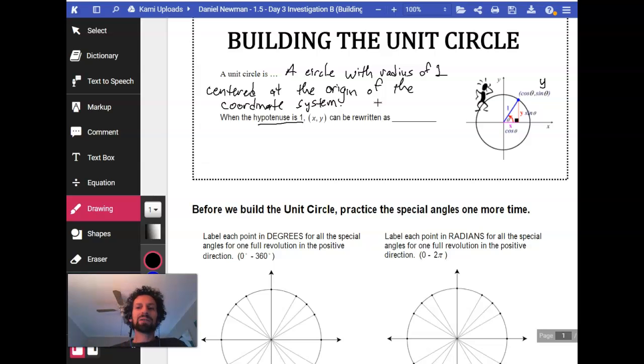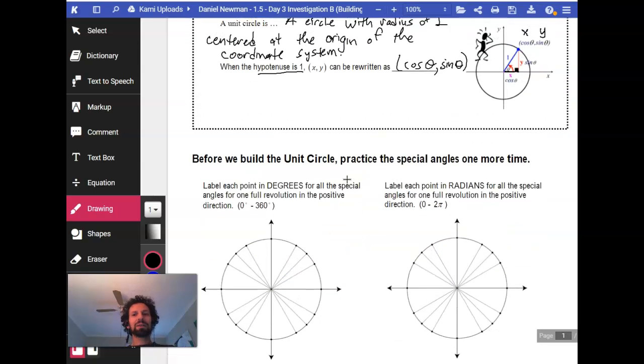Okay? And also the adjacent side to theta is cosine, but that length is x. That's x units to the right. So our x coordinate is actually the cosine of theta when we're dealing with the unit circle. So that means that when the hypotenuse is 1, x comma y can be written as cosine of theta, comma, sine of theta. Okay?